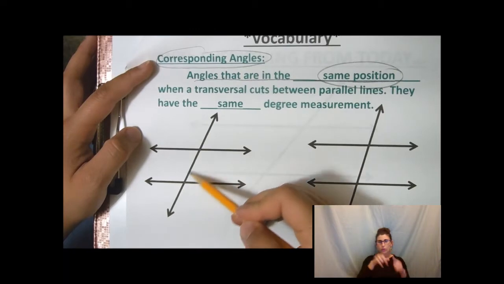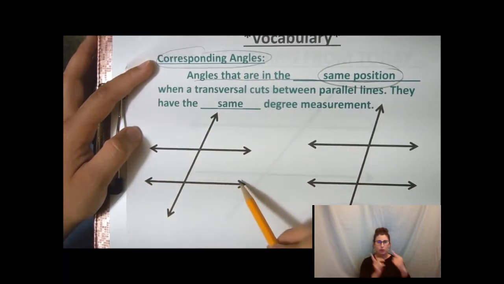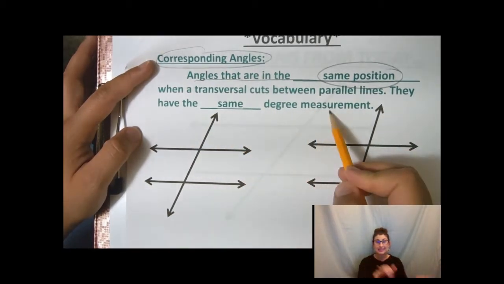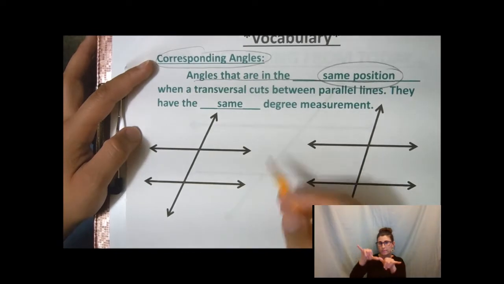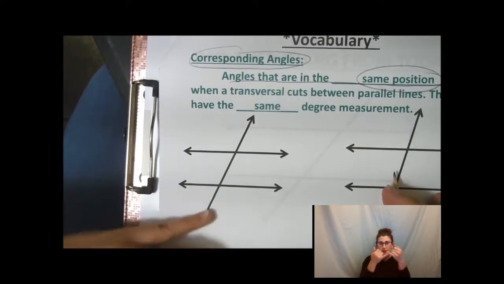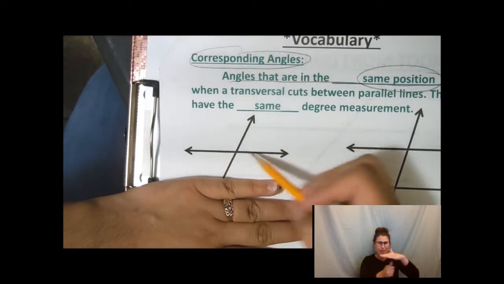Here's my transversal right here. Here's my parallel lines. They have the same degree measurement. So if they're the same exact position, they have the same degree measurement. So let's look at this one. Let's pretend this bottom part is not there, and pretend it looks like this.